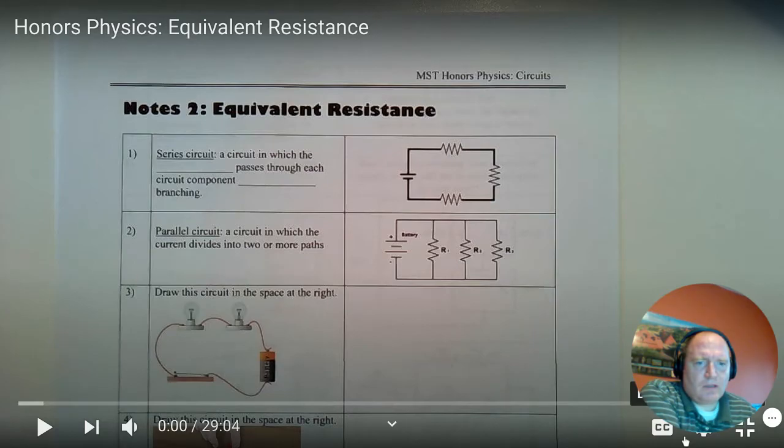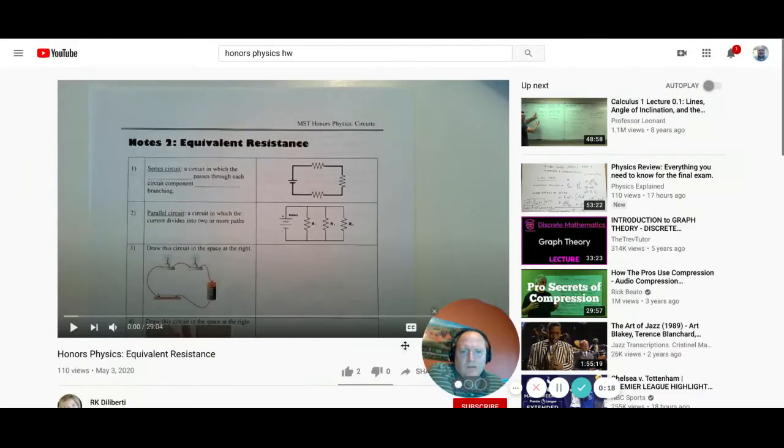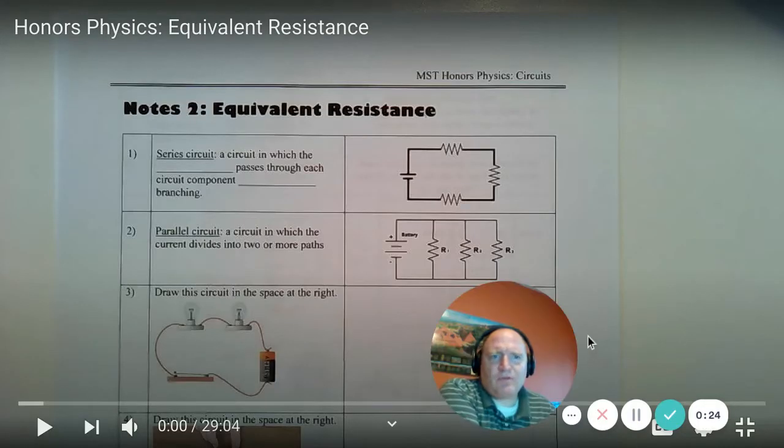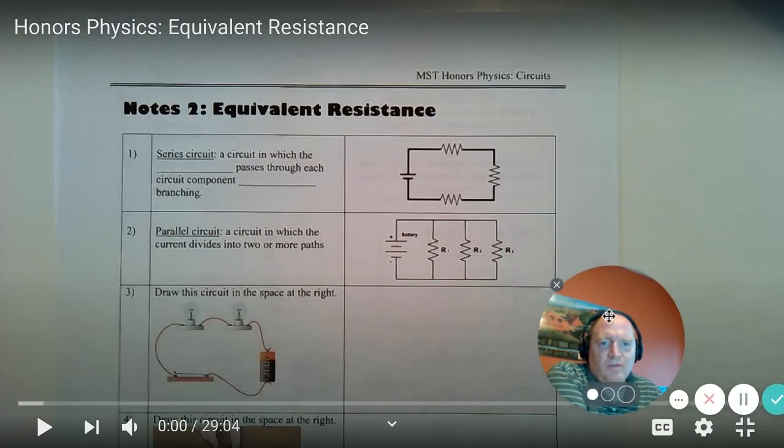Actually, I'm not sure why it's not going full screen, but maybe I hit F11. There, okay. So we'll move me over here. And anyways, here we go.